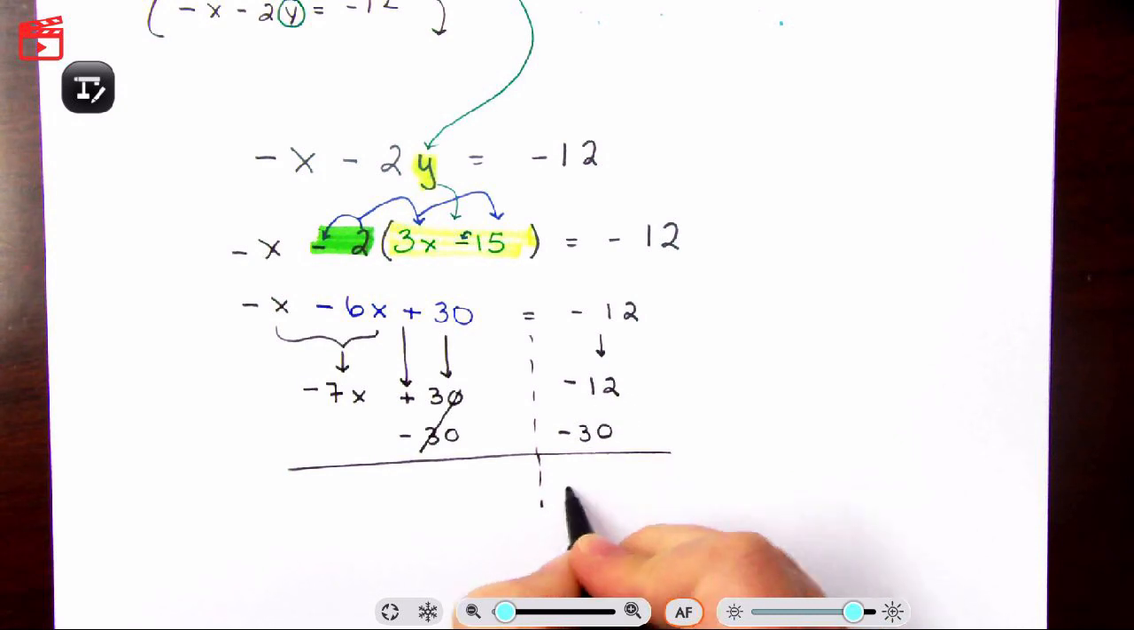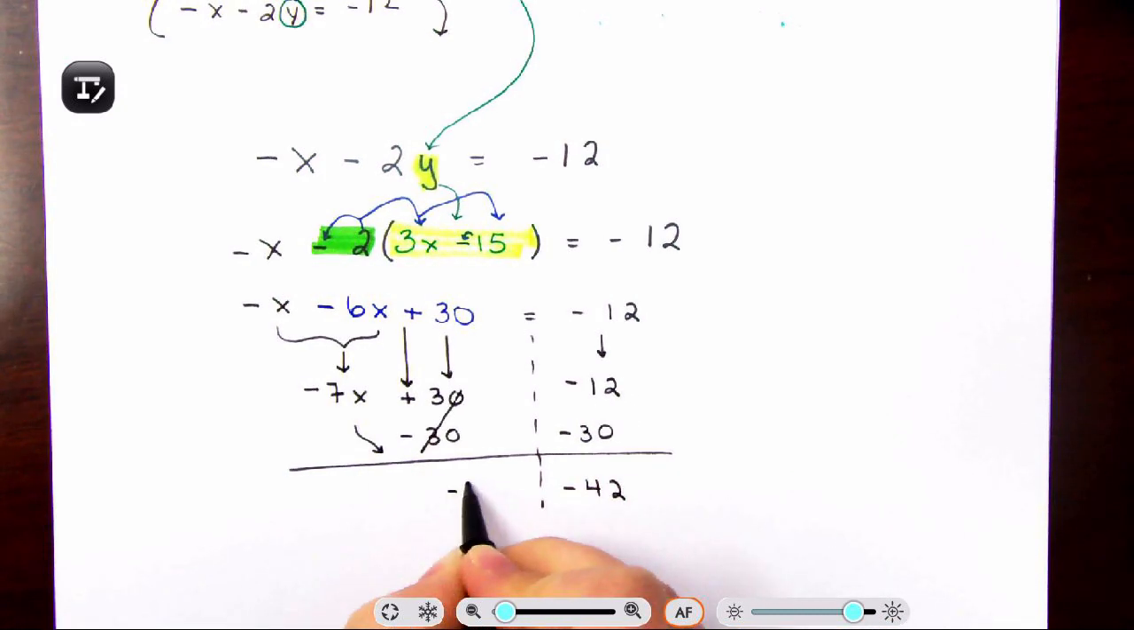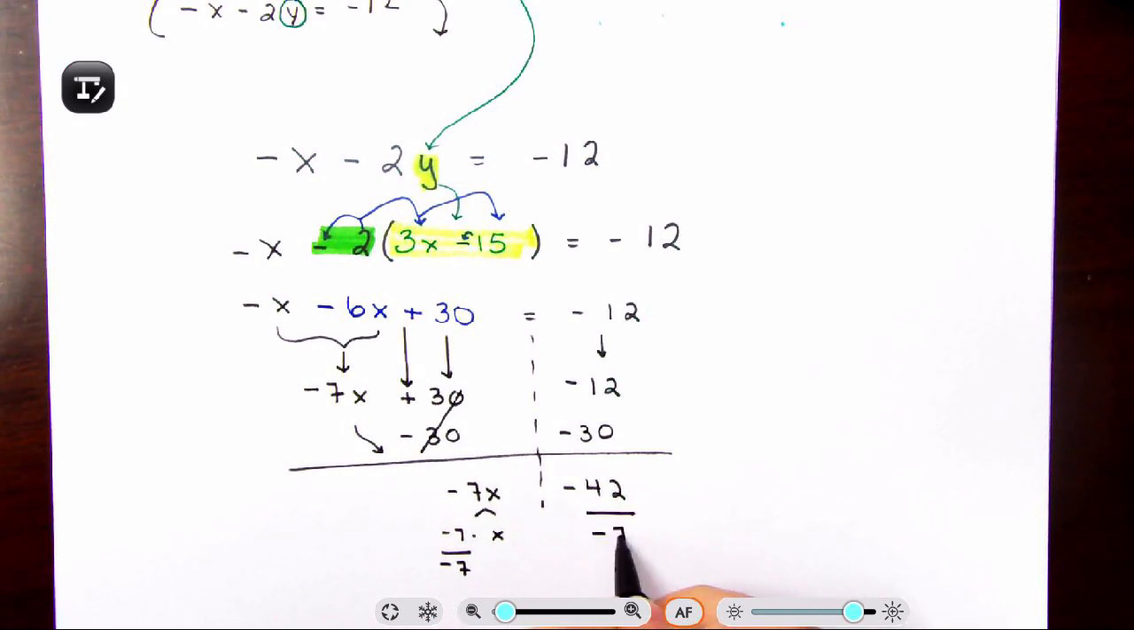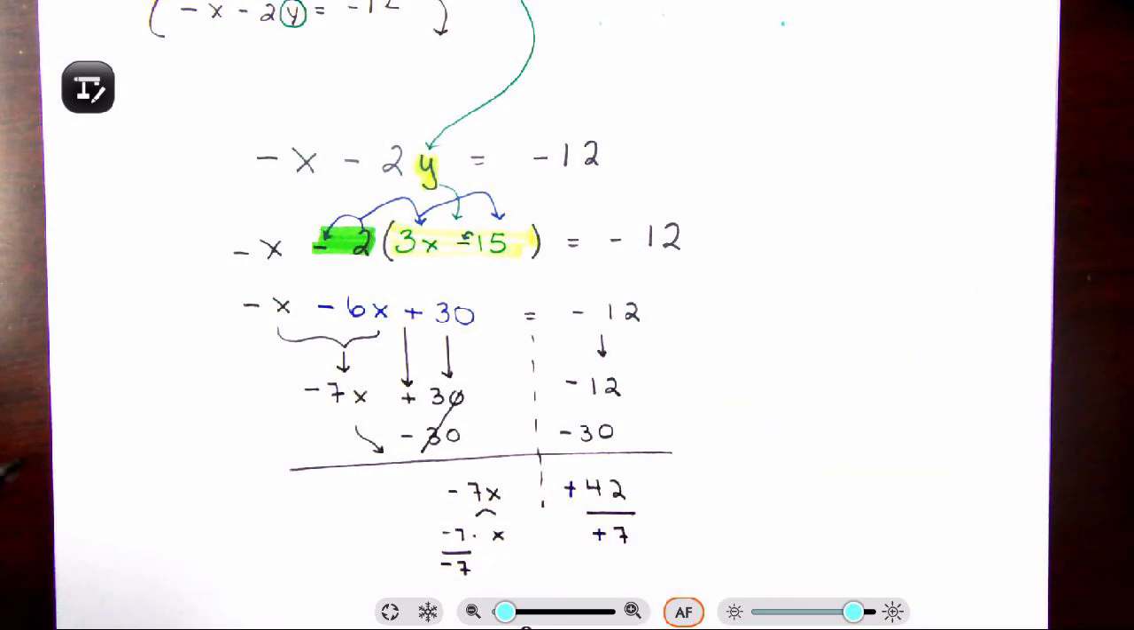So I have negative 42 on my right-hand side. I still have my negative 7x on my left-hand side. These are attached by multiplication. How do I undo multiplication? By division. I'm going to divide both sides by negative 7. Doing a happy dance because two negatives make a positive.